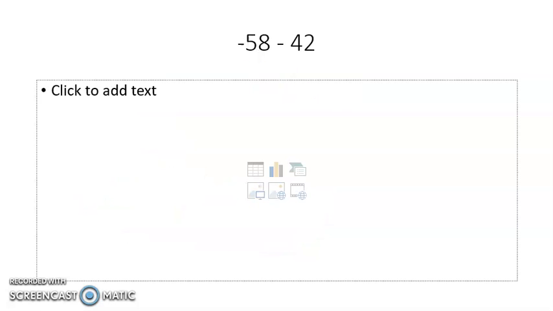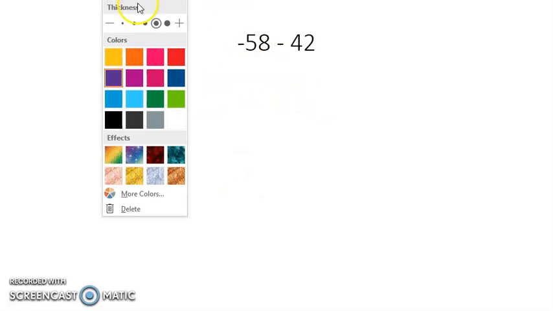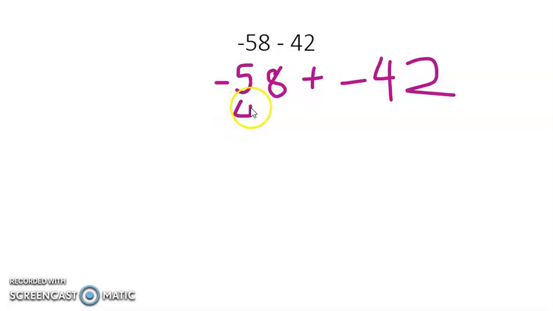All right, negative 58 minus 42. Make sure you pause for you guys to try this one out. Okay, we have negative 58. The minus becomes a plus. Negative 42. They're both negative, so we're going to add.